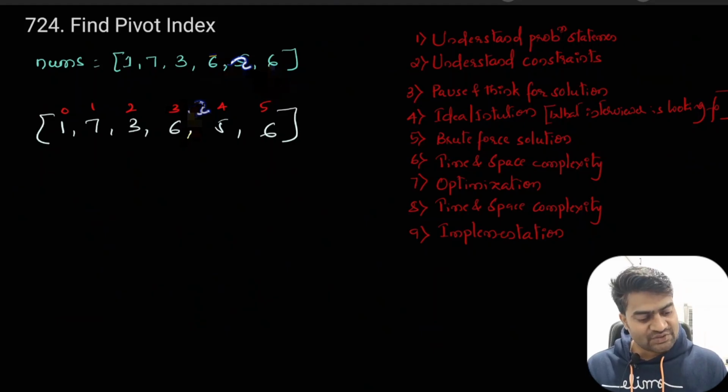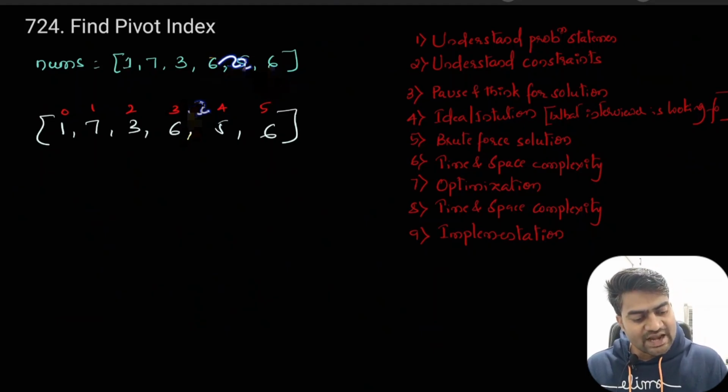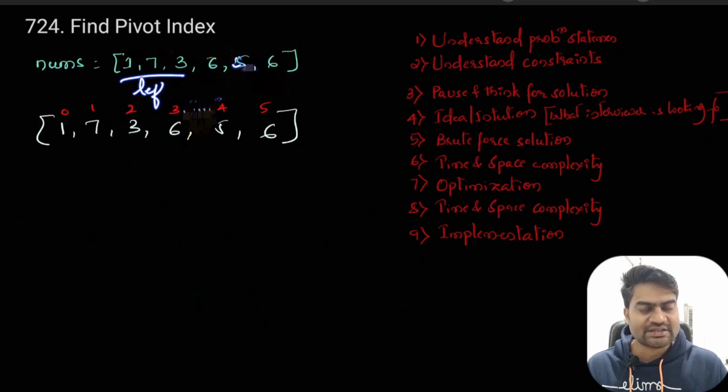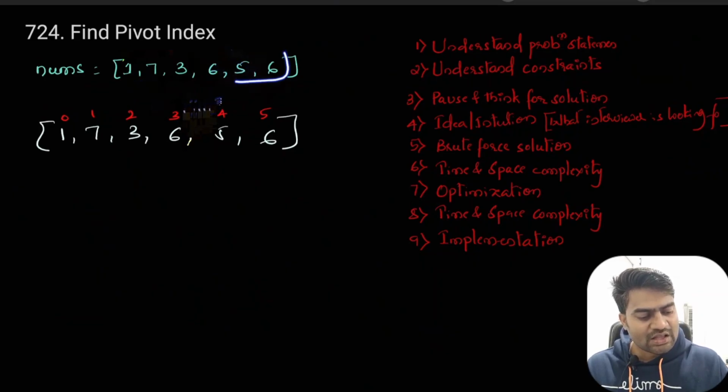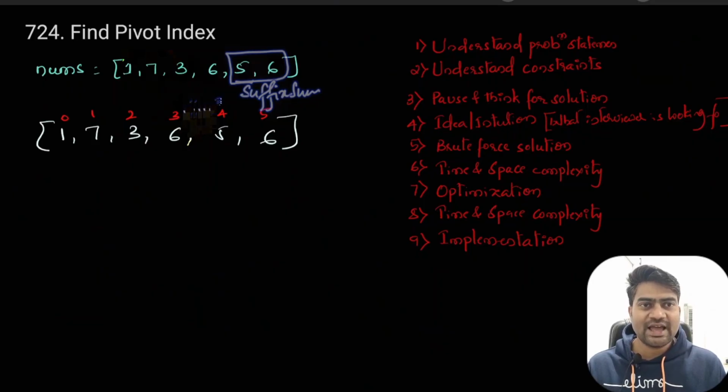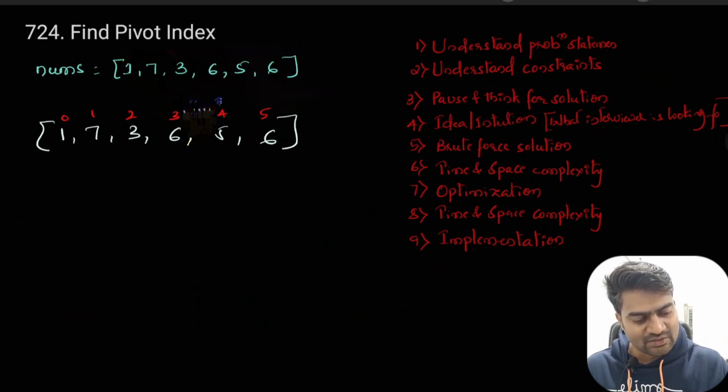Basically, if you see, when I stand at a number, what I will do, I will iterate over all the numbers towards its left and I will find the left sum, which is prefix sum. Okay, then I will iterate over all the right side numbers and I will find the suffix sum. Okay, then I will check if they match. Then what I will do, I found my pivot index and I will return that index. Okay, so let us look into that.